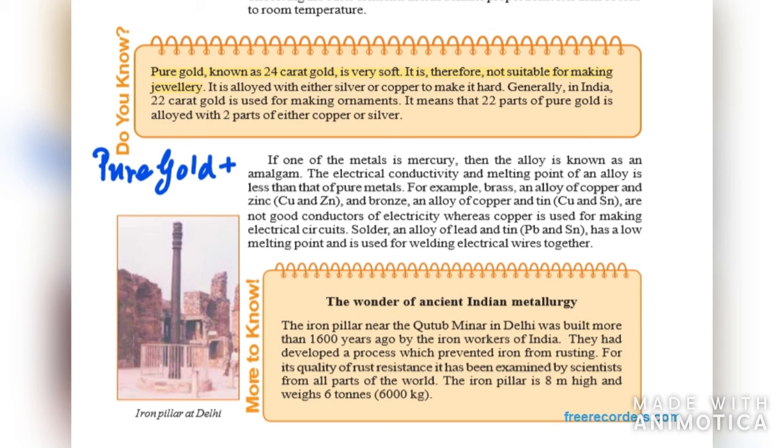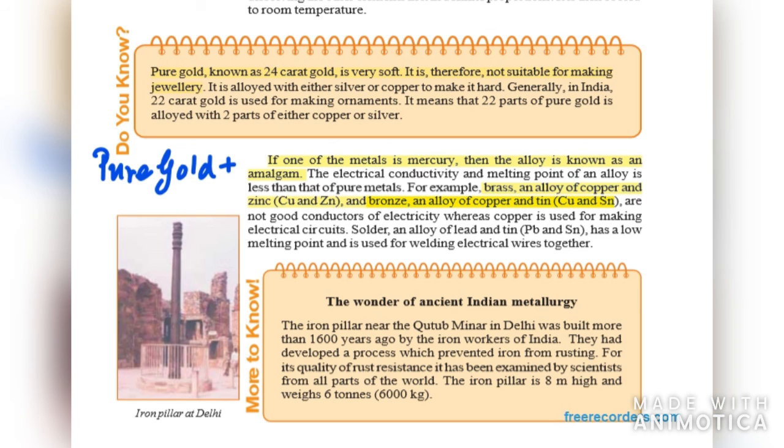Now the next is, if one of the metals is mercury, then the alloy is known as amalgam. Remember this. The electrical conductivity and melting point of an alloy is less than that of pure metals. For example, brass, an alloy of copper and zinc. So remember, brass is made up of two elements, copper and zinc, and bronze, an alloy of copper and tin, are not good conductors of electricity, whereas copper is used for making electrical circuits. As you can see here, if we mix something in copper, it becomes a bad conductor of electricity because its properties are now changed.